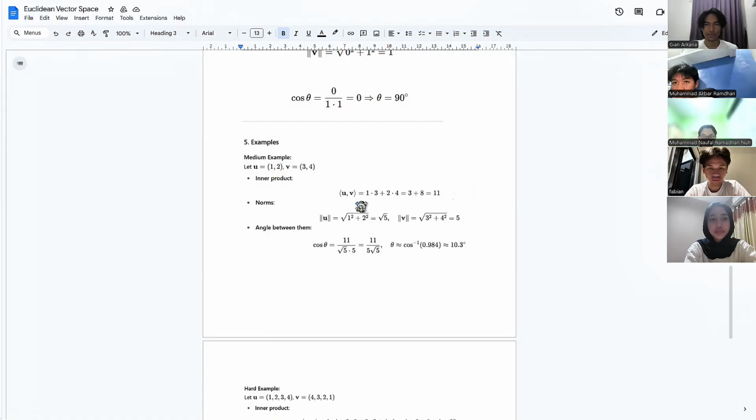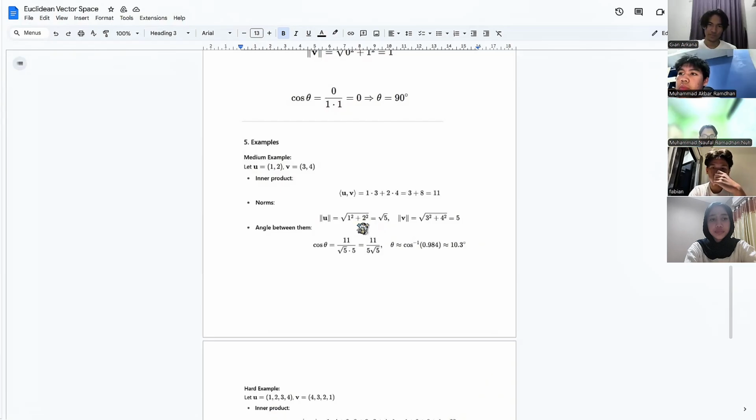Then we add them together to get the inner product of 11. Now, for the norms, or the length of the vector, the length is the square root of the sum of the squares of all the members of the vector. Here we have the norm of U, which has the first member 1 and the second member 2. We square the first member, which is 1, and square the second member, which is 2.